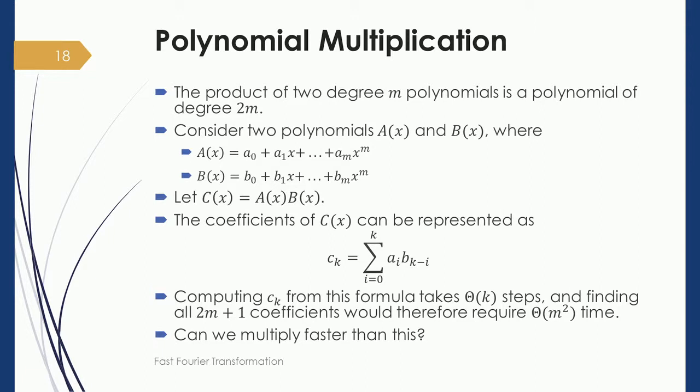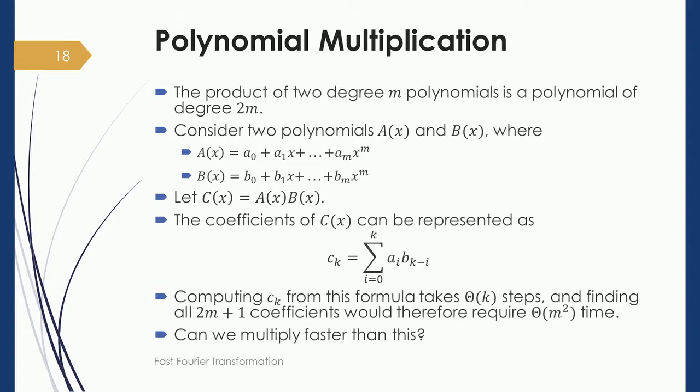Now a of x is a sub 0 plus a1x plus a2x² and so on up to a sub m x raised to the m. And b of x is b sub 0 plus b1x plus b2x² and so on up to bm x to the m. Their product c of x is a of x times b of x. The coefficients of c of x can be represented as the summation, so the particular coefficient ck is the summation from 0 to k of a sub i b sub k minus i.